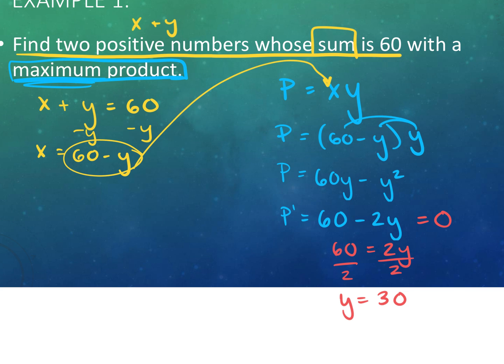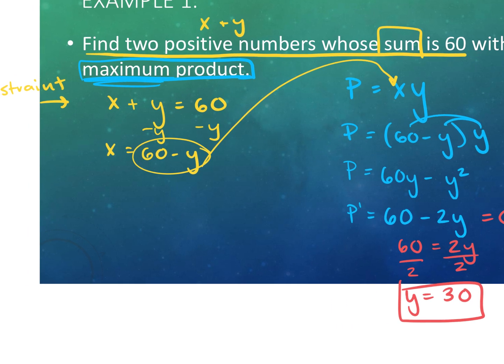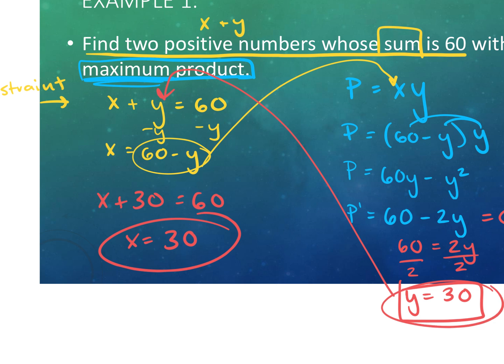So going back to the question, it says find two positive numbers whose sum is 60 with a maximum product. So we found one number. One of them is 30. How do you think we could find the other number? Remember we said x and y. We found y. How do we find x? Plug it in. So we can take y, plug it into our constraint here. So x plus 30 equals 60. What does x equal? 30. So 30 and 30 are two numbers that give us a maximum product.